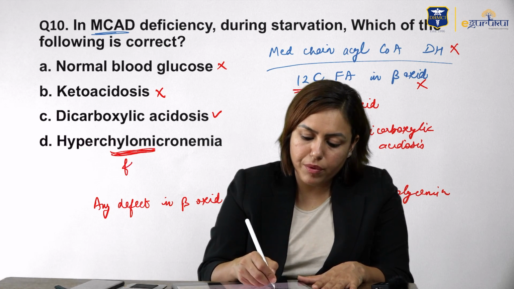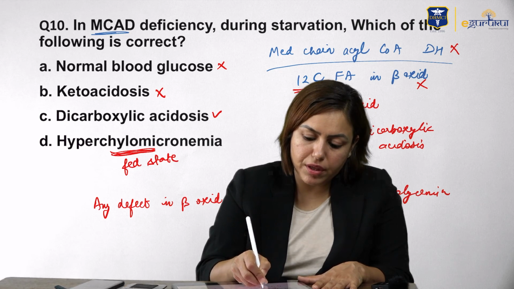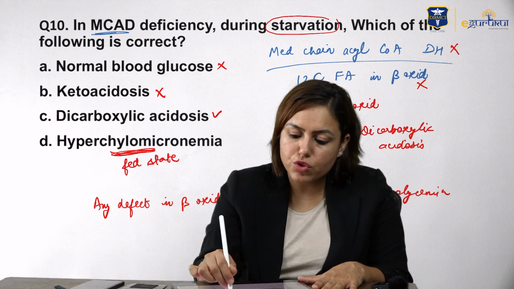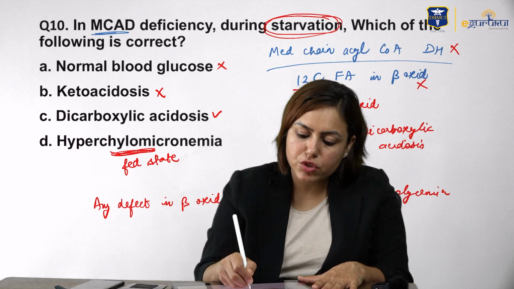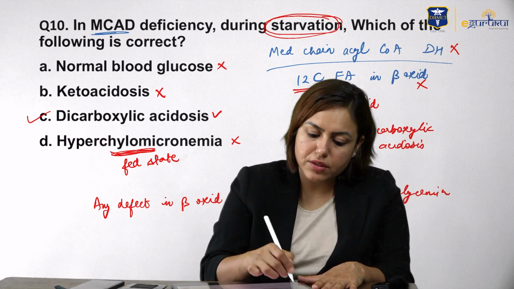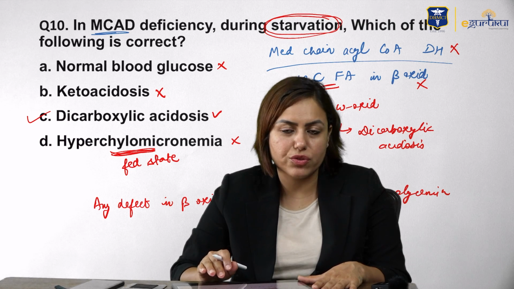Option D, hyperchylomicronemia. Chylomicrons are formed in the fed state after taking a fat-rich diet. So the question is asking you about starvation. In starvation, chylomicrons are not possible. So which is correct? Answer C, dicarboxylic acidosis, right?